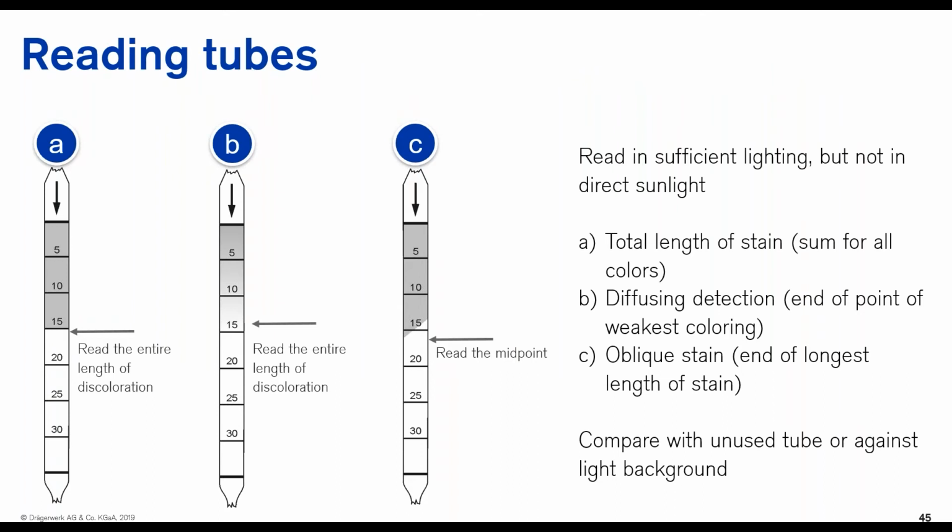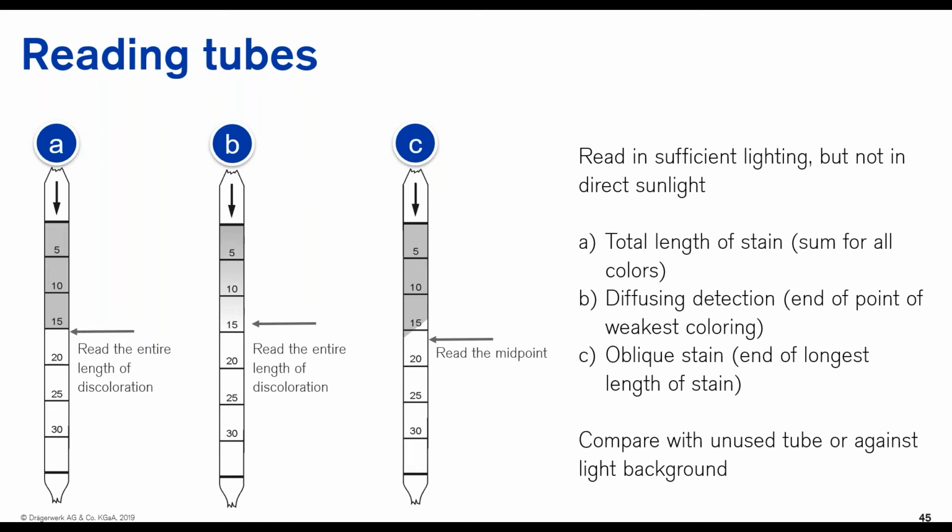So, reading of the tubes. There are three scenarios over here. I think the first scenario, A, is very straightforward. The discoloration is very clear, it's very dark. You just need to read the end of the entire length of discoloration. That's where the concentration is.